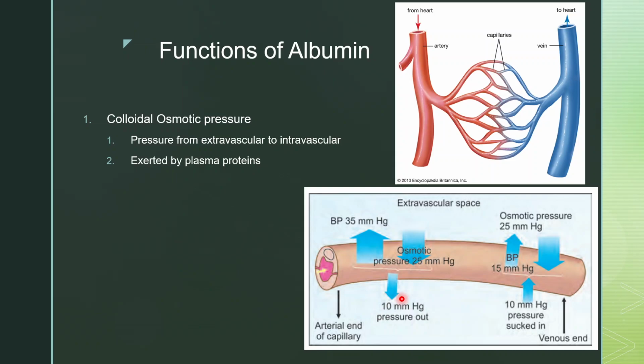Now at the venous end of the capillary, the blood pressure decreases. It becomes 15 mm of Hg, whereas the colloidal osmotic pressure increases. It is 25 mm of Hg. So the difference is again 10. This 10 mm of Hg is the excess pressure from extravascular to intravascular. So this drives in the fluid which has come out, and it goes back in.